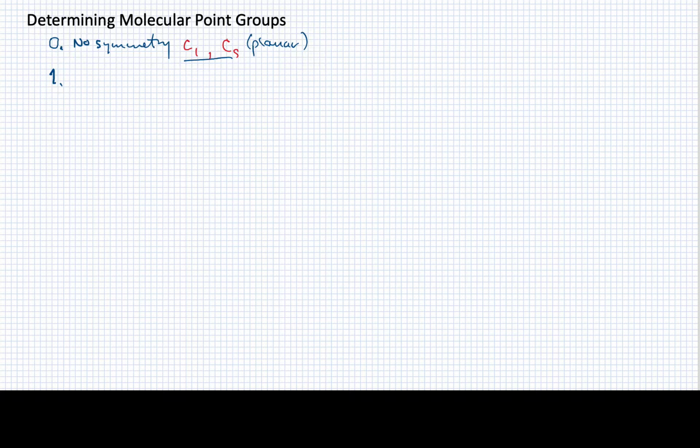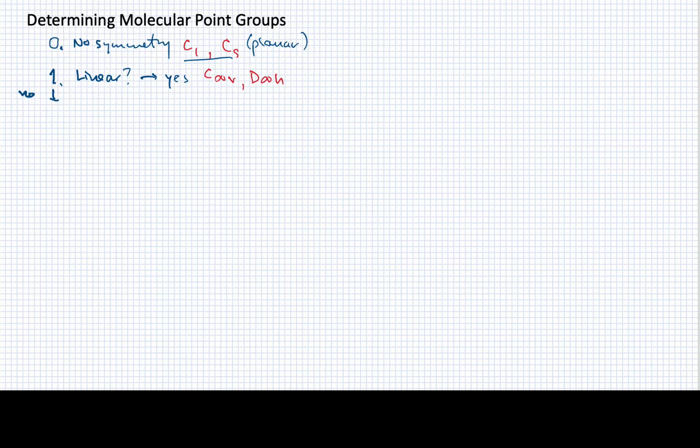One, is it linear or nonlinear? So I'll just say linear. And if the answer is yes, then we would have one of two possibilities. As we mentioned before, it will either be C infinity v or D infinity h. And the difference between these is going to be whether the molecule, the linear molecule, is symmetric about its midpoint.